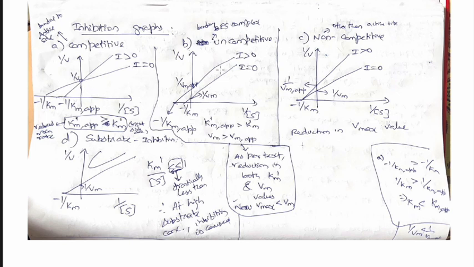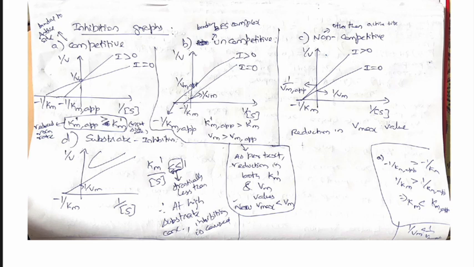And in uncompetitive inhibition, I greater than 0 and I equal to 0, those two are like parallel lines. And if you see for non-competitive inhibition, just notice that competitive inhibition means binding to the active site, uncompetitive means binding to the enzyme substrate complex, and non-competitive means binding other than the active site. So I is greater than 0 in all the cases.